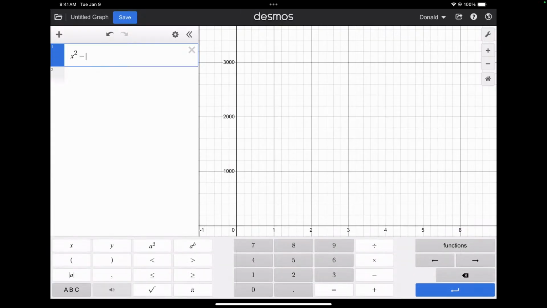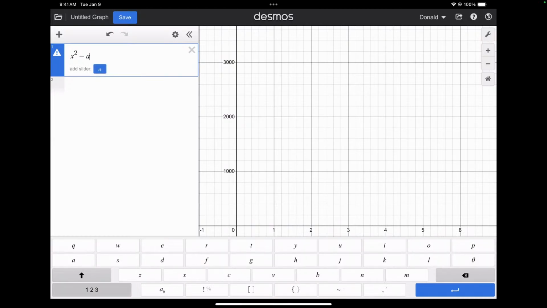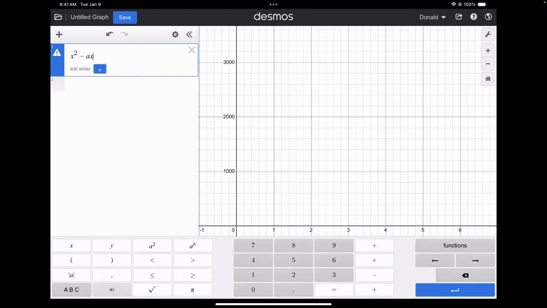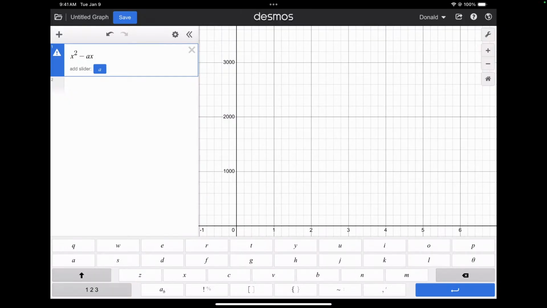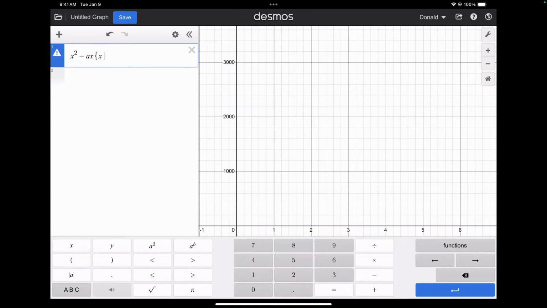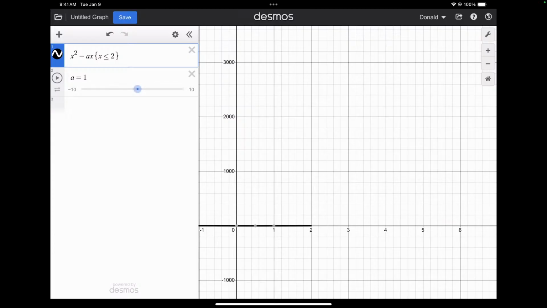x squared minus ax, right? Is that right? Minus ax? Yeah. And if you want to do the domain restriction, what you're going to do is click on a brace right here. Do you see this brace? And you're going to say x is what? Less than or equal to 2, right? Yeah. And it says add slider, add a slider.